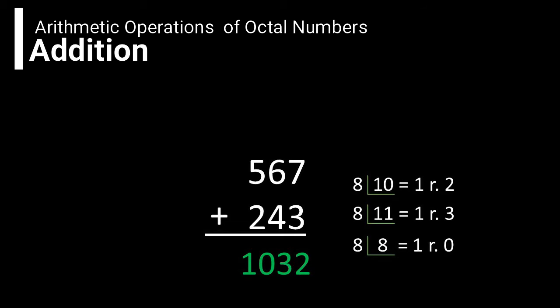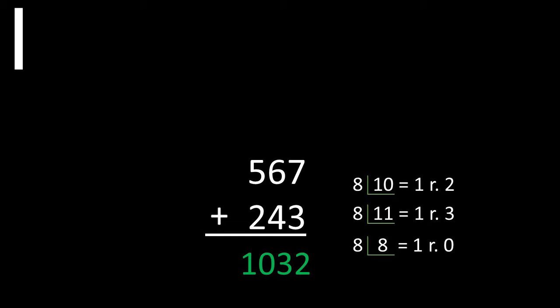6 plus 4 plus the carried 1 is equal to 11. 11 divided by 8 is equal to 1 with the remainder of 3. Then 5 plus 2 plus the carried 1 is equal to 8. 8 is still not considered an octal number, so we need to translate it. 8 divided by 8 is equal to 1 and remainder 0. So 0 and 1. Therefore, 567 plus 243 is equivalent to 1032 with a base of 8.